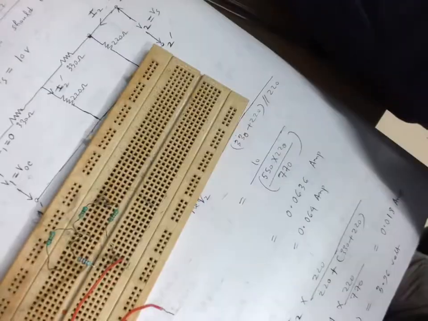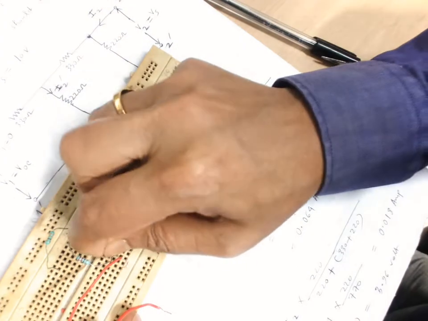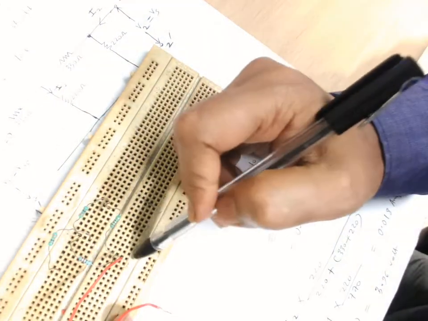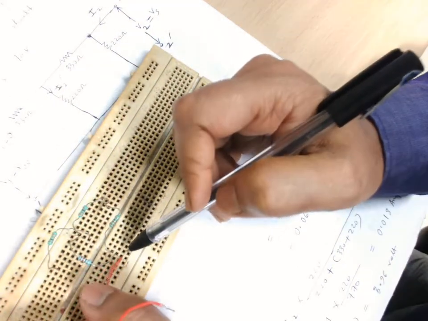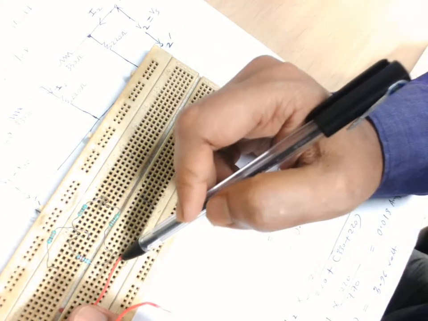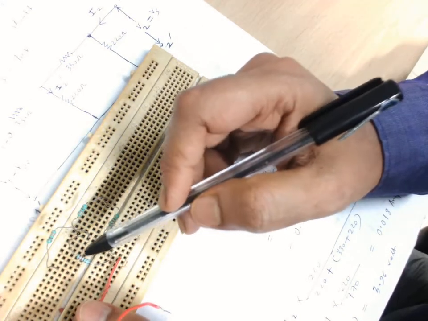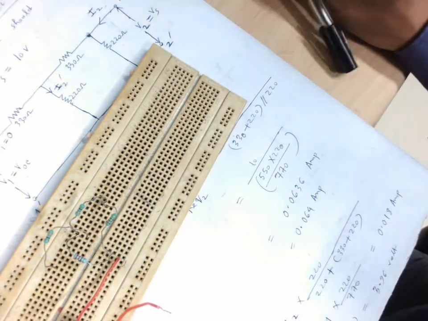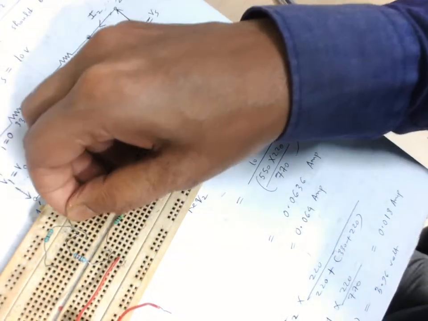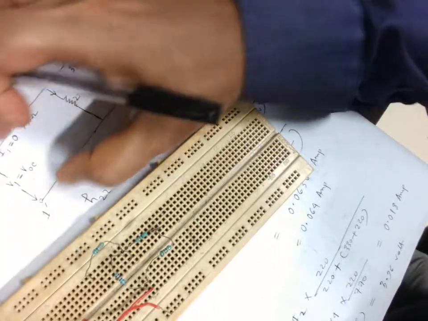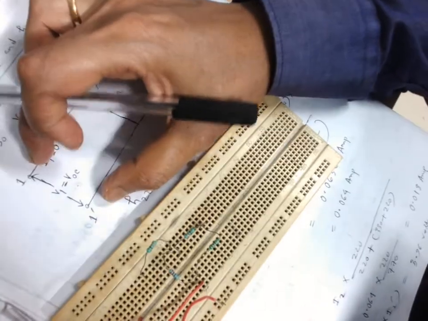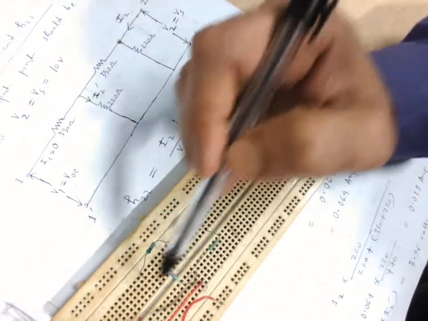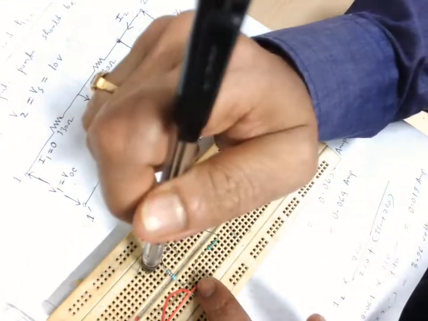So see carefully, this lead of 220 is connected at the common vertical line, where one lead of the negative terminal of the 10 volt and one lead of this vertically connected 220 ohm resistor is connected. And this lead, see, this is open, so obviously no voltage is connected between here and here.